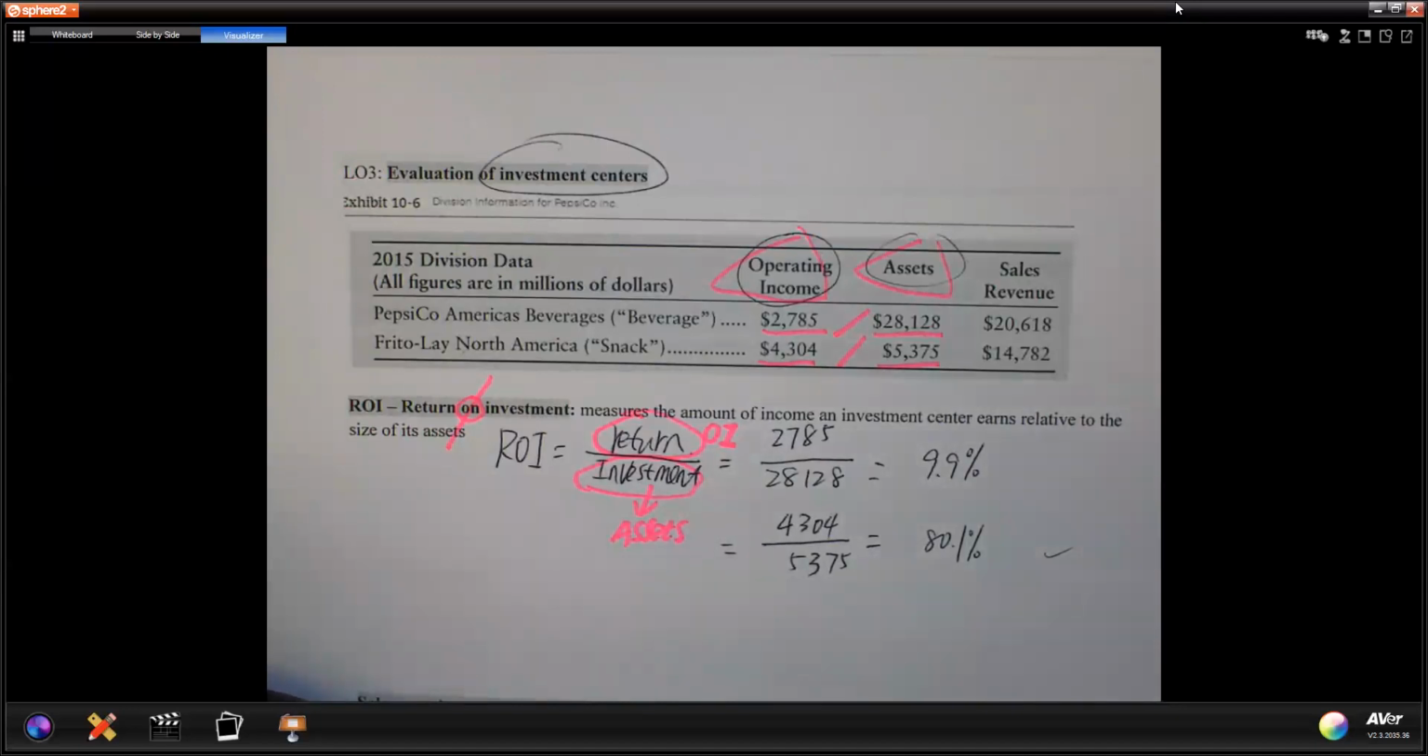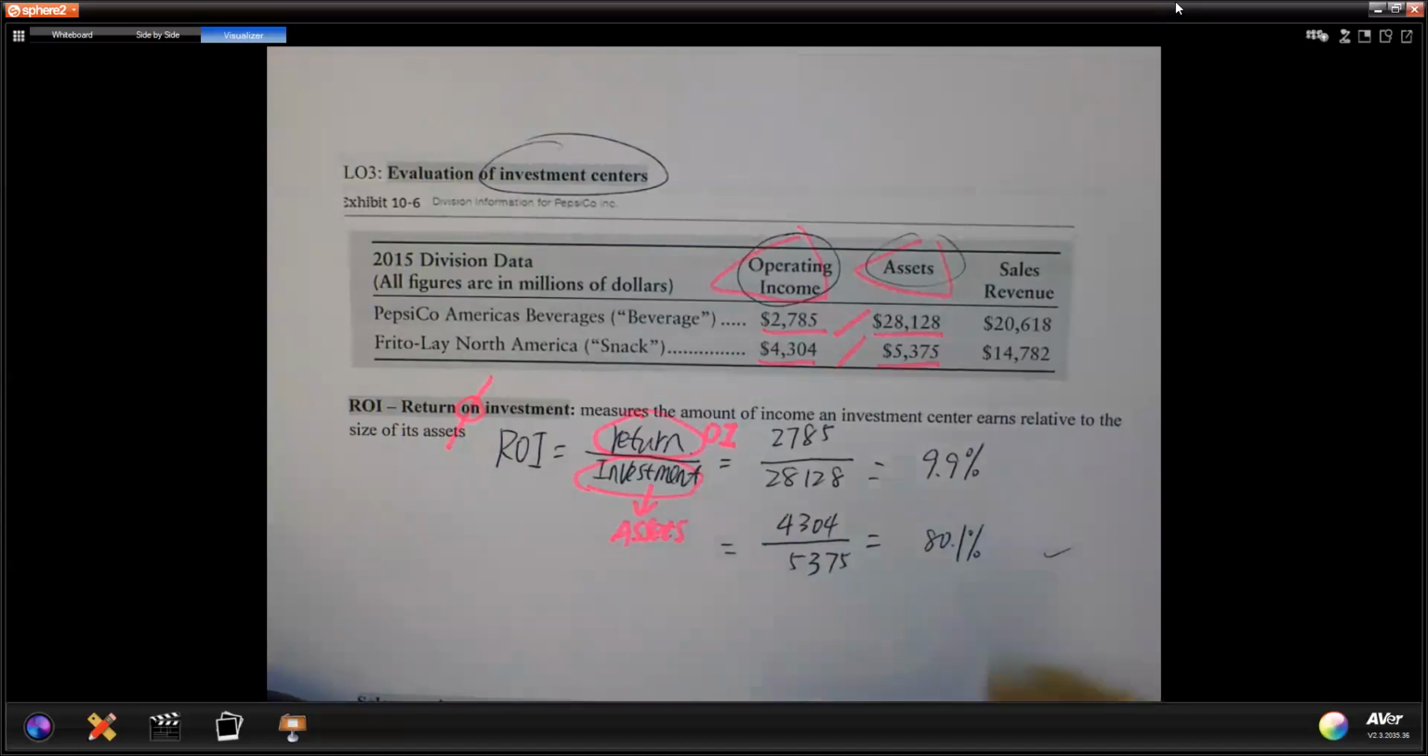If I test you, you definitely have a question in the exam or in the MyAccountingLab. So how do you get the numbers? Return on investment, operating income divided by total assets. And how do you interpret? That means you invest 5,375, you will generate 80% as the income, as the return.